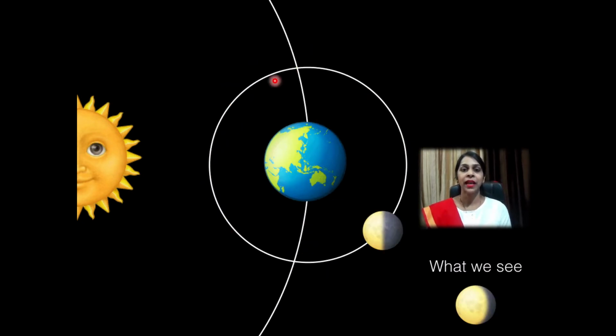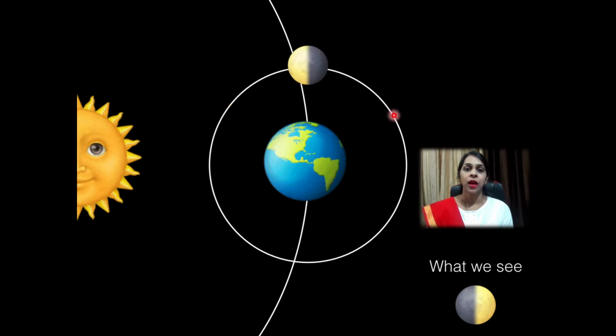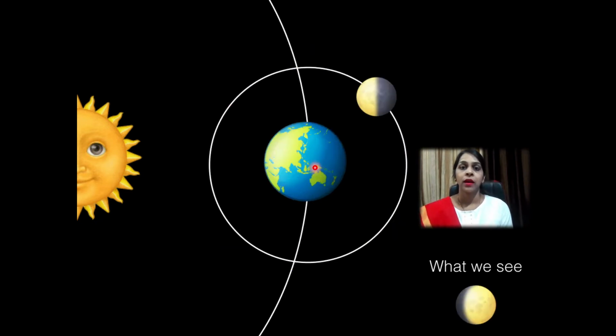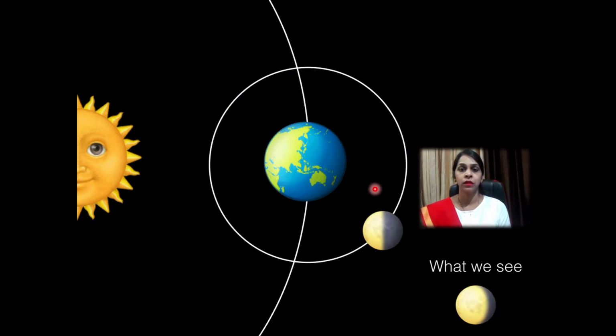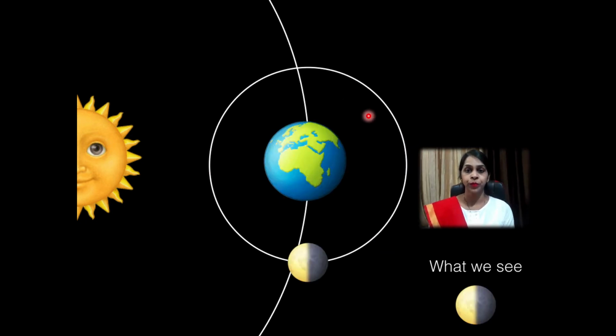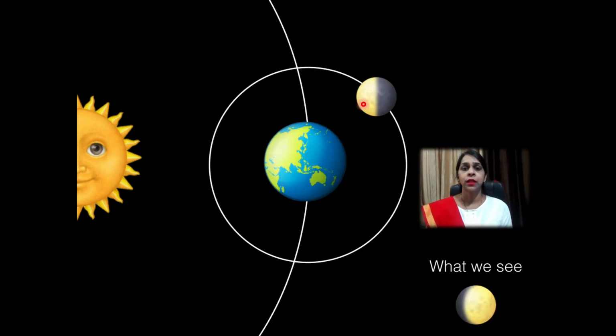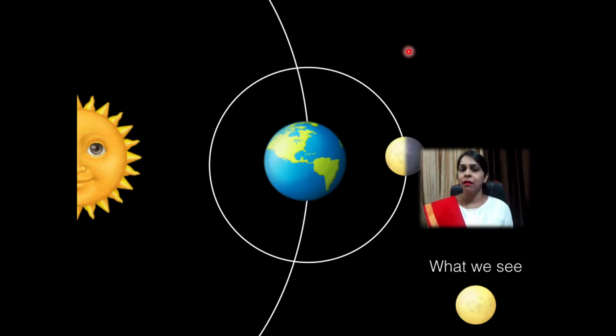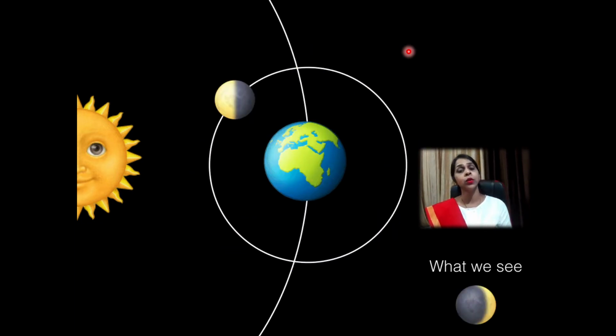Student, in this animation, we see the rotation of the earth. This is the rotation of the earth. And the revolution of the moon around the earth. This is the moon and the rotation of the moon. We can notice the moon rotates slowly but revolves faster, while earth rotates fast and revolves slowly.